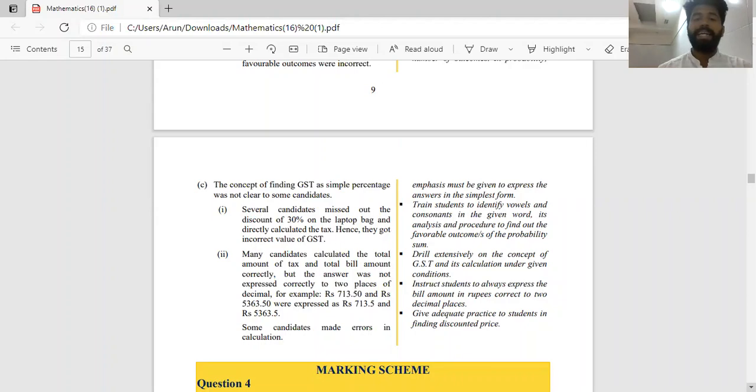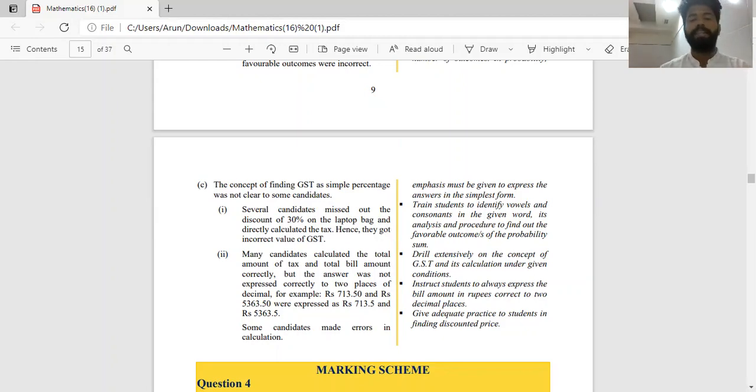Then many candidates calculated the total amount of tax and total bill amount correctly, but the answer was not expressed to two places of decimal. Whenever you're dealing with sums on money, you have to always round off your final answer to two decimal places. So it will not be rupees 7.713.